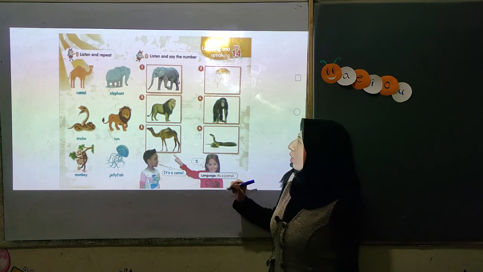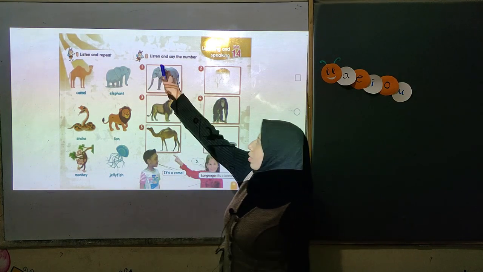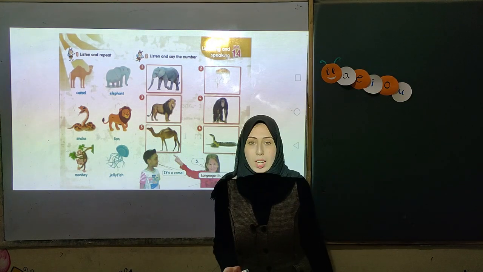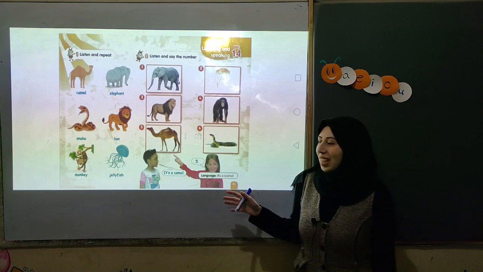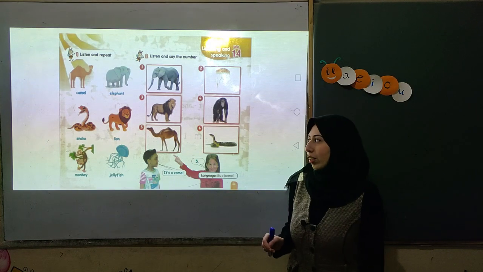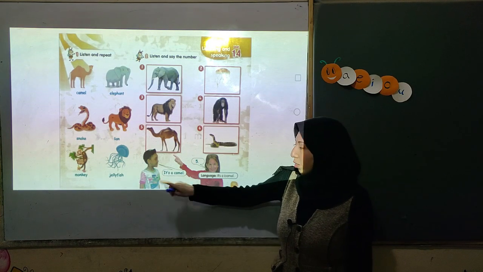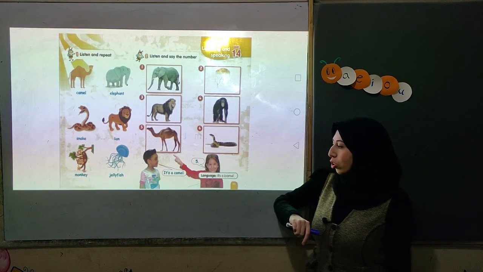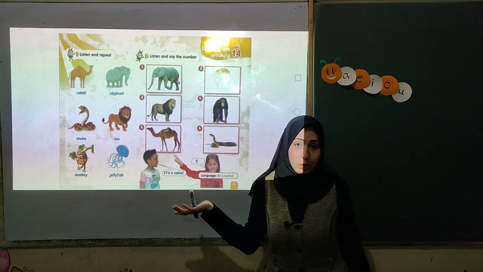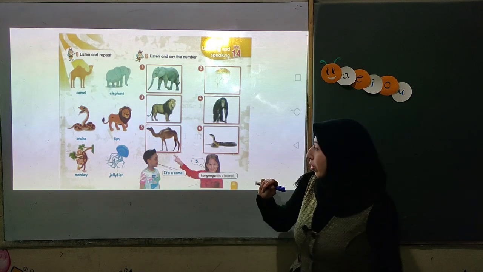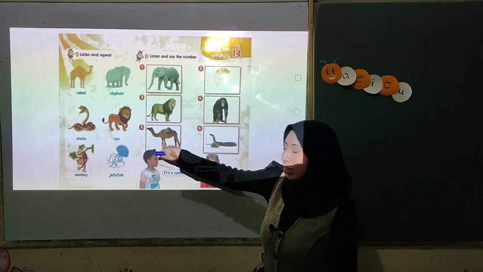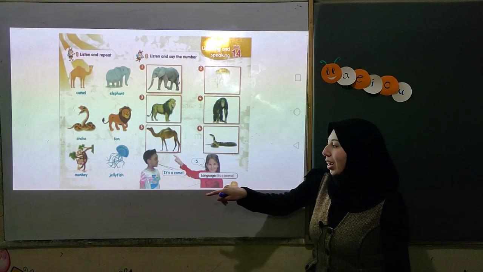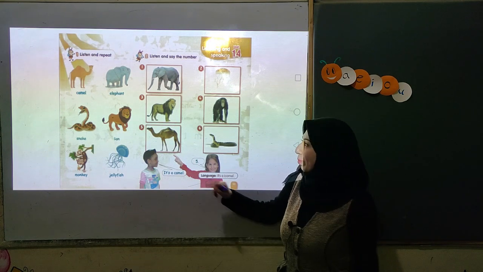تمام؟ Okay. Exercise number 2. Listen and say the number. Here, try to listen to me and say the number of the picture. Okay? For example, here the boy is saying, it's a camel. So, I'll see, where is the camel? Let's search together. Oh, there is a camel. It's number 5. So the girl here answered him, 5.